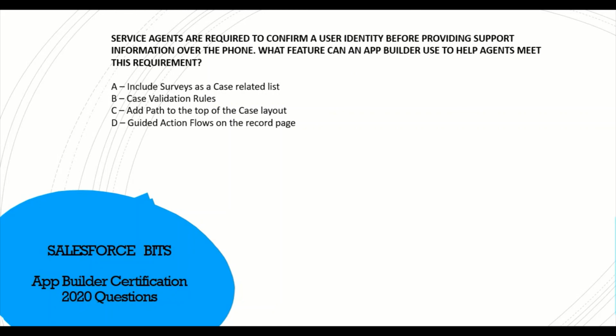because of guided action flows on the record page. You can create a flow, get the input from the customer and enter it, and the system is going to tell whether it's right or not. That way, the agent is also not going to get the customer's personal information to identify the user. It can be done many ways, but guided action flows is the right answer here.